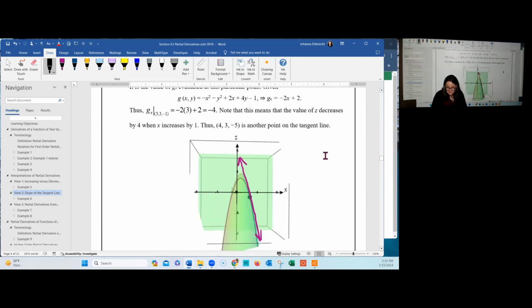Nice to know professors make errors too, right? Okay, so when we're looking at this, the partial derivative with respect to x is given by that function. That would be at any point, all right?